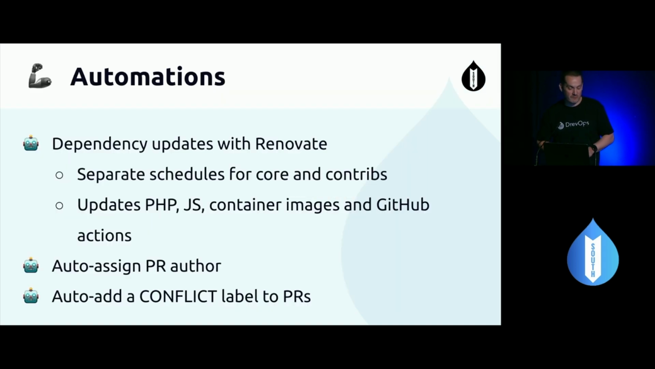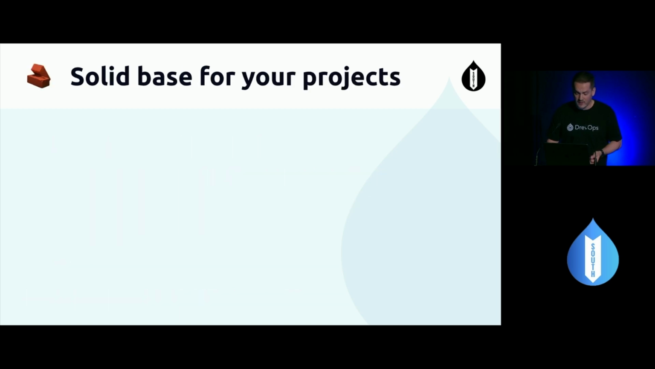There are also a couple of more small things, like auto-assigning the PR author for PRs in GitHub. Sometimes people forget to assign themselves to PRs, so there's an action for that. And there's a conflict label, just to add the label that the pull request is now conflicted.